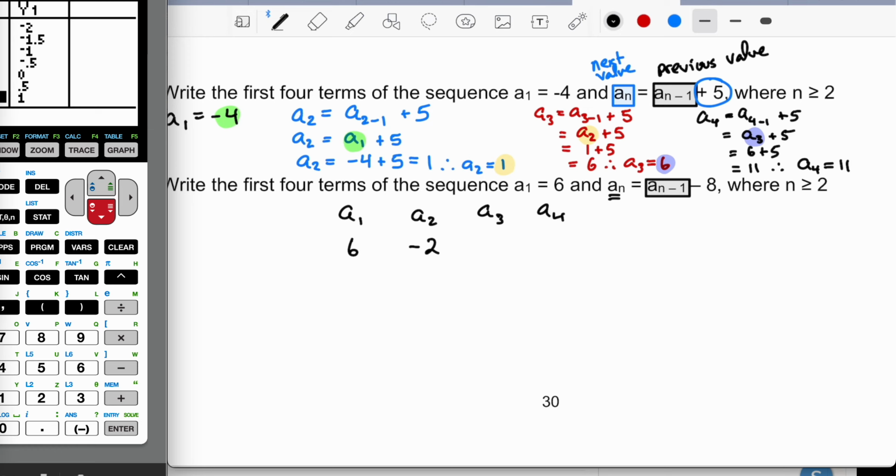If I want a sub 3, I'll take the number that came before it, subtract 8, and I'll get a sub 3, which is negative 10. If I want a sub 4, I take the number that came before it, which is a sub 3, which is equal to negative 10, subtract 8 from that, and I'll get negative 18.